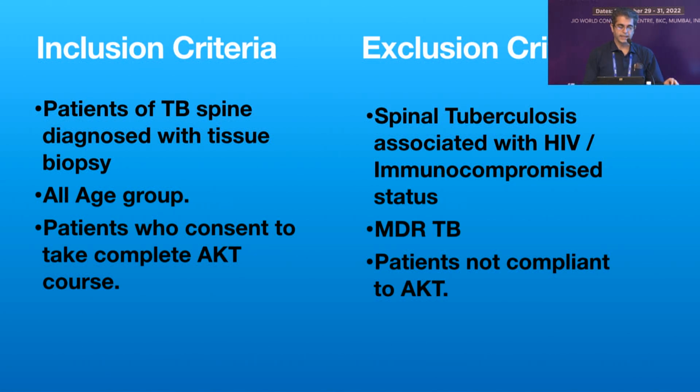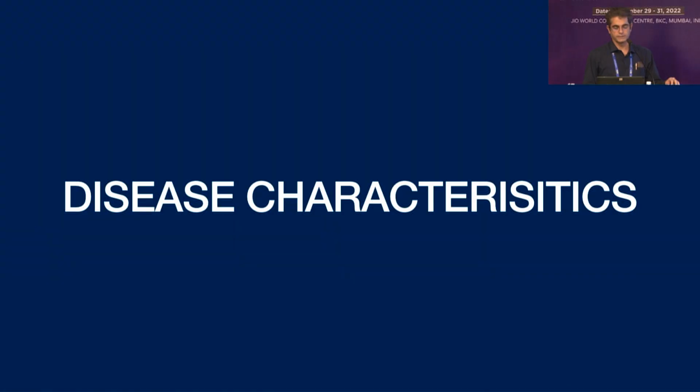The inclusion criteria were patients having TB spine diagnosed by tissue diagnosis. We don't want to miss anything just on MRI, so we did a tissue diagnosis for all the patients, and patients who were positive on tissue diagnosis were taken in this study. All age groups were included, and patients who gave consent to complete the AKT as per our regime were included. The exclusion criteria were patients with associated HIV or any immunocompromised status. Any MDR tuberculosis was excluded, and patients who were not compliant to take AKT were excluded from the study.